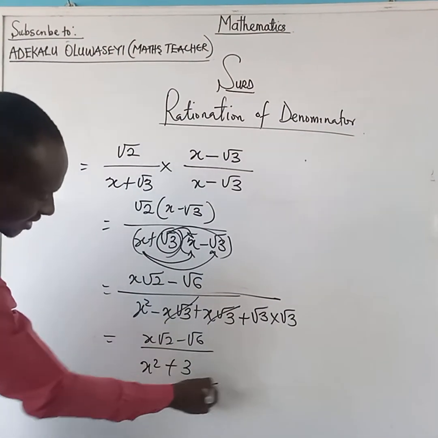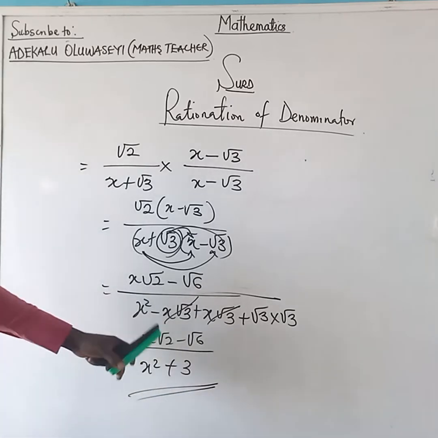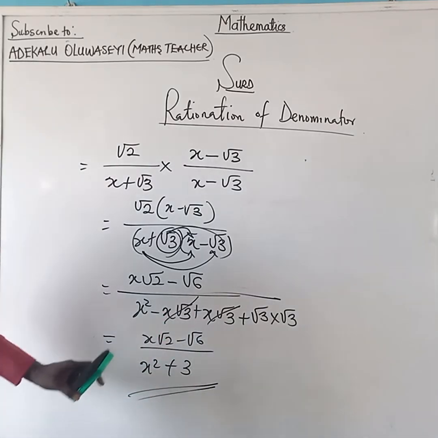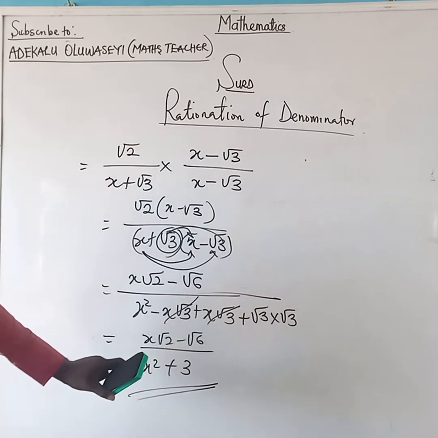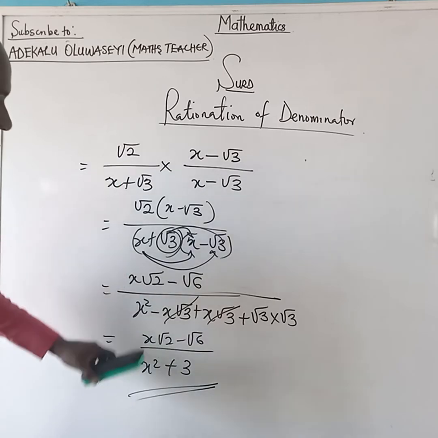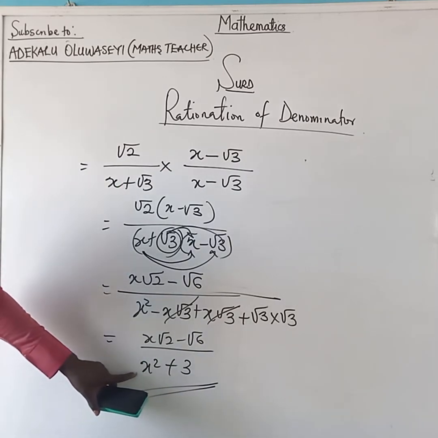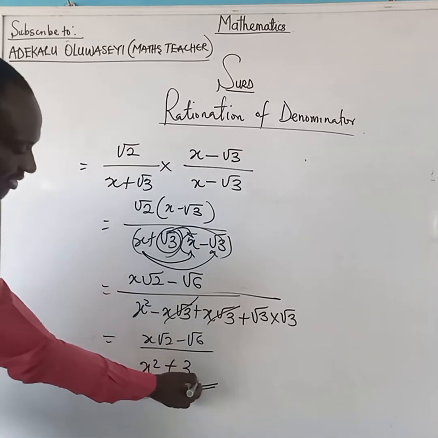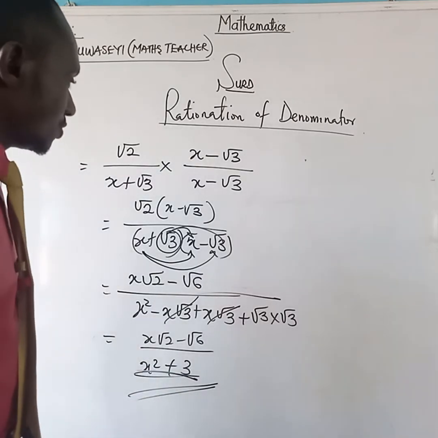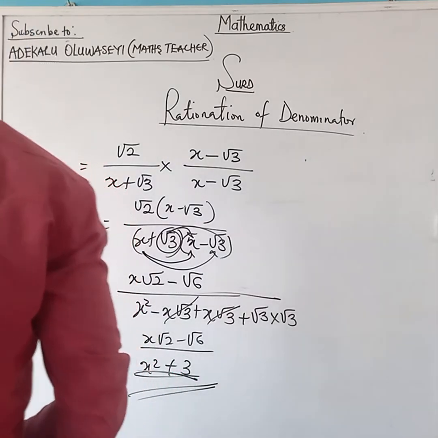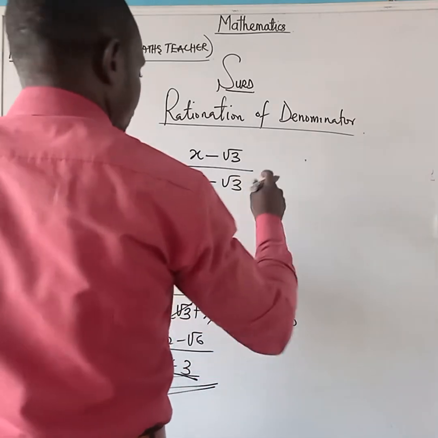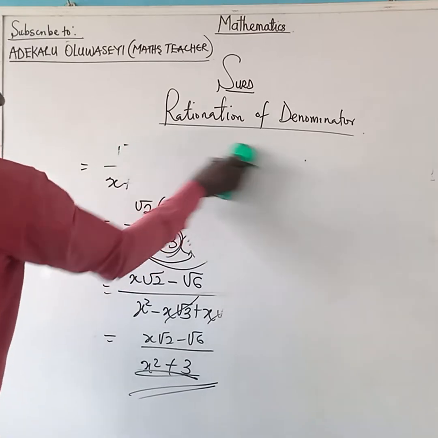So the final answer is x root 2 minus root 6 over x squared plus 3. And the reason why our answer is this is because we have done what we have to do, which is rationalize the denominator. And if you look at the denominator result, we don't have any surd at the denominator. So this is the solution of this. Let's take one example.